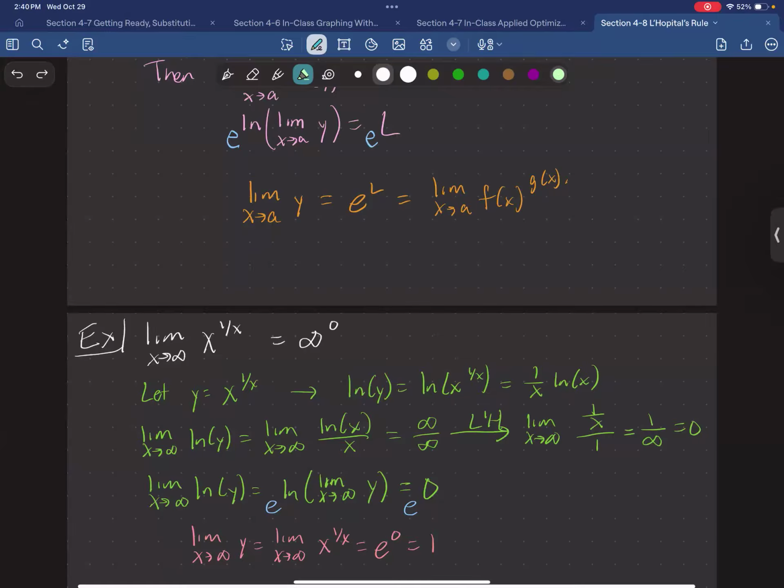So it looks like the 0 exponent wins out here. Anything with a 0 exponent goes to 1.